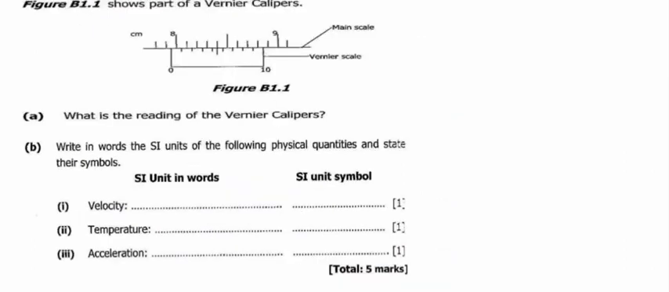Question 3. Question 3 is coming from the vernier calipers, and the question is saying figure B1.1 shows part of a vernier calipers. So on top here we have the main scale, and down here we have the vernier scale. The first question is saying, what is the reading of the vernier calipers? So similarly on this part, since we have two scales, the main scale and the vernier scale, we can just say the final reading is going to be the main scale reading plus the vernier scale reading.